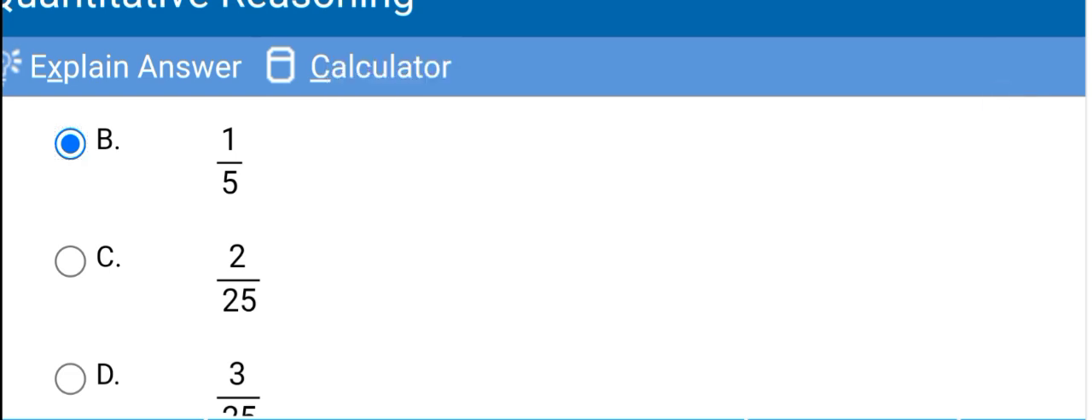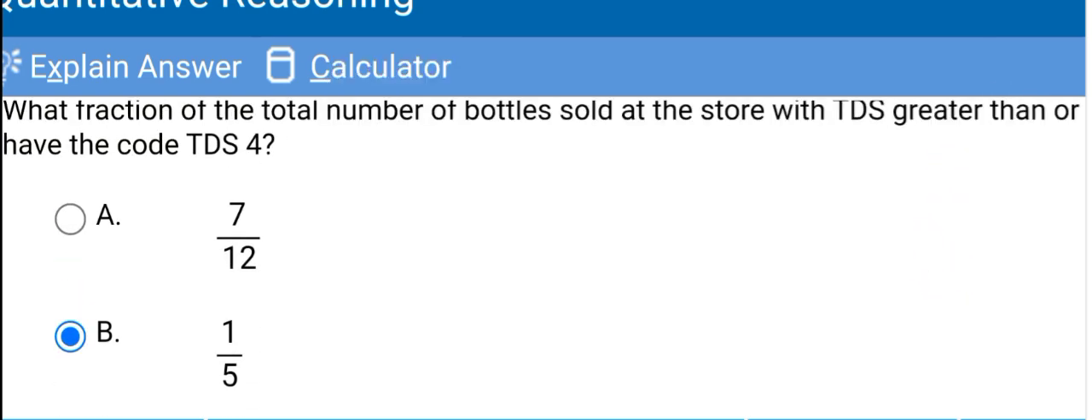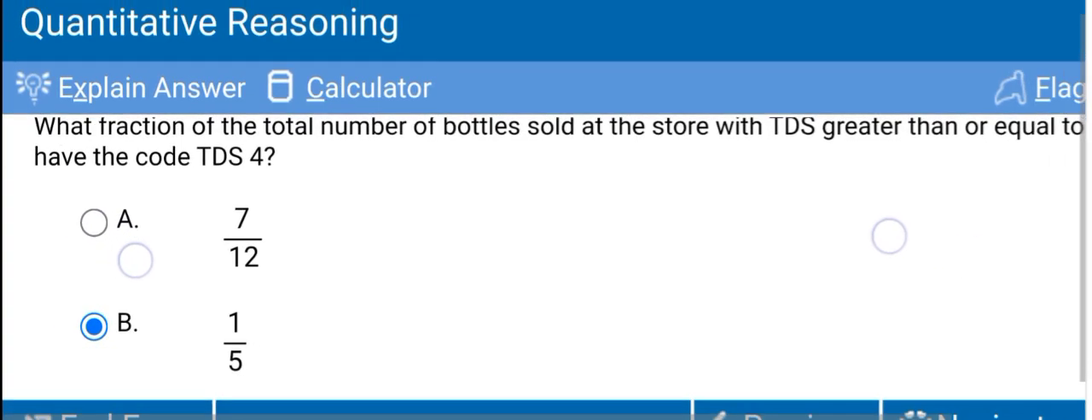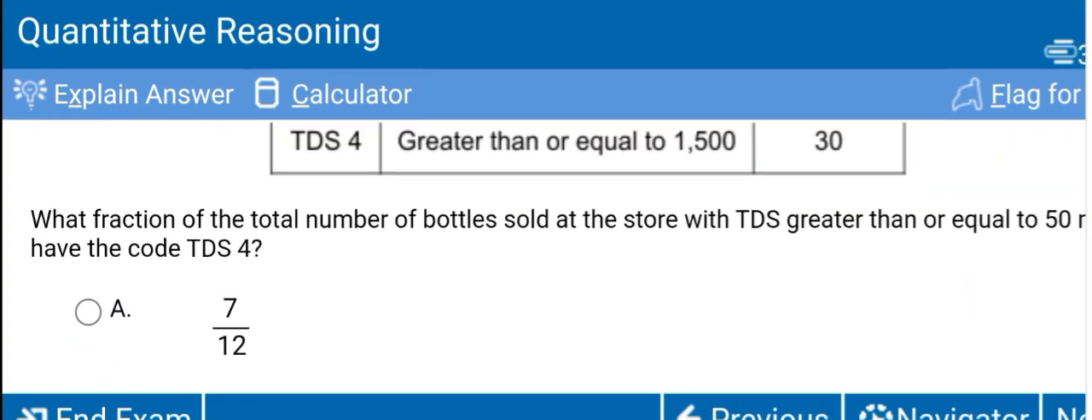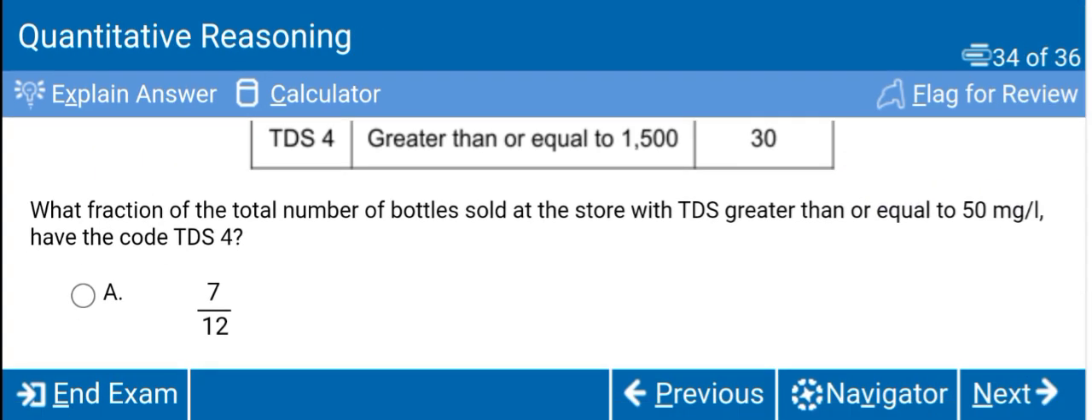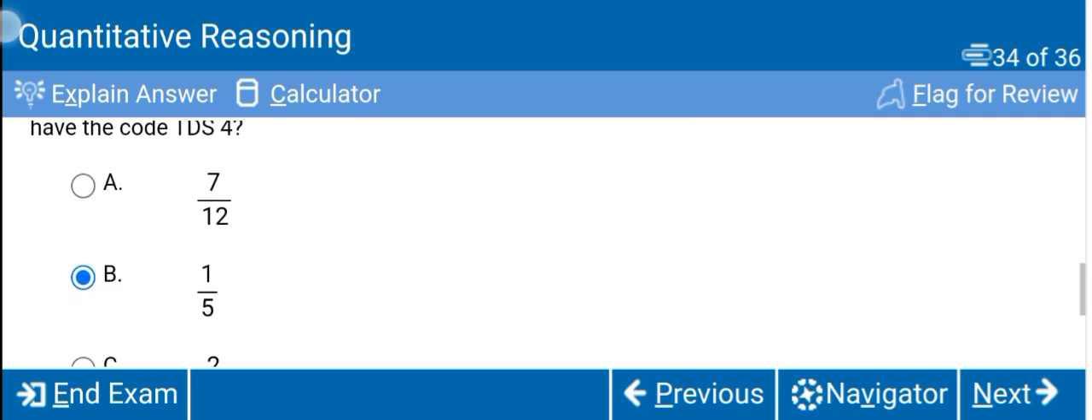So that's how we can say the correct option is option B, which is 1/5, the fraction of the total number of bottles sold at the store with TDS greater than or equal to 50 milligram per liter that have the code TDS 4.